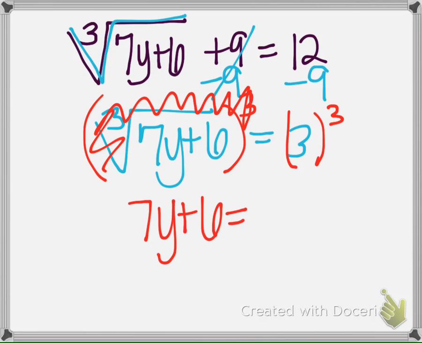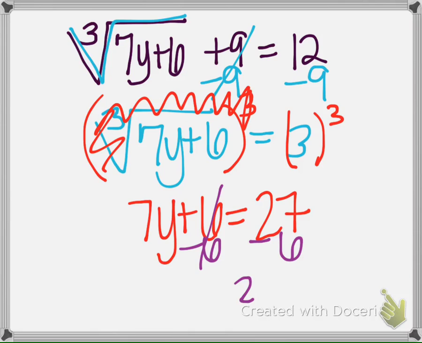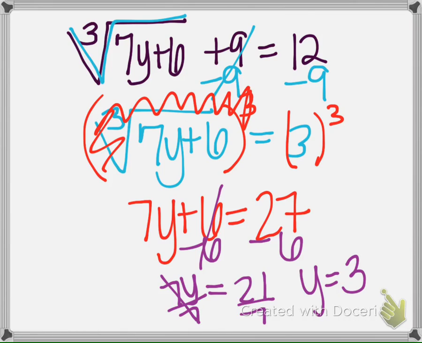So 3 to the third power is 27. Now we have a linear equation to solve, so we're going to subtract 6. And then the very last step is to divide by 7. So we get a solution of 3.